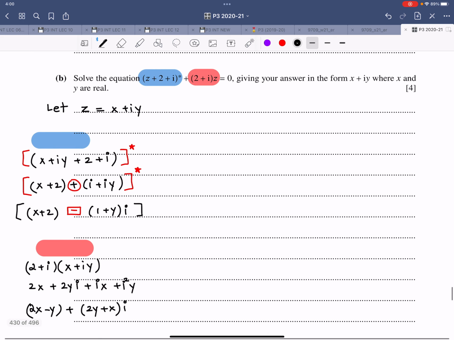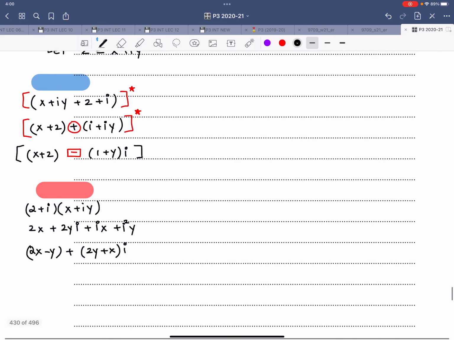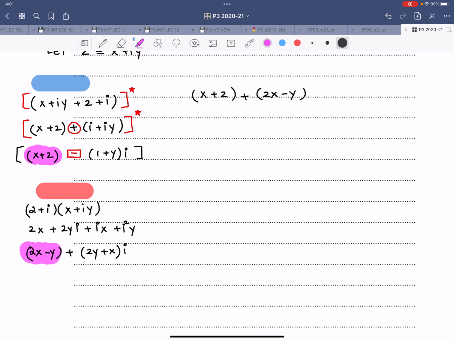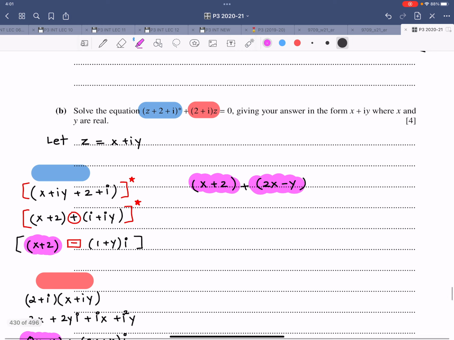Now there is a plus sign in the middle. So now you add it up. So therefore overall is x plus 2 plus 2x minus y. I'm adding the real to the real. So let me highlight it more. This is the real. This is the real. That's the real part. So real, real. And since it equals 0, in other words, this is 0 plus 0i. So the real part is 0. So these are the real coefficients that I'm talking about.